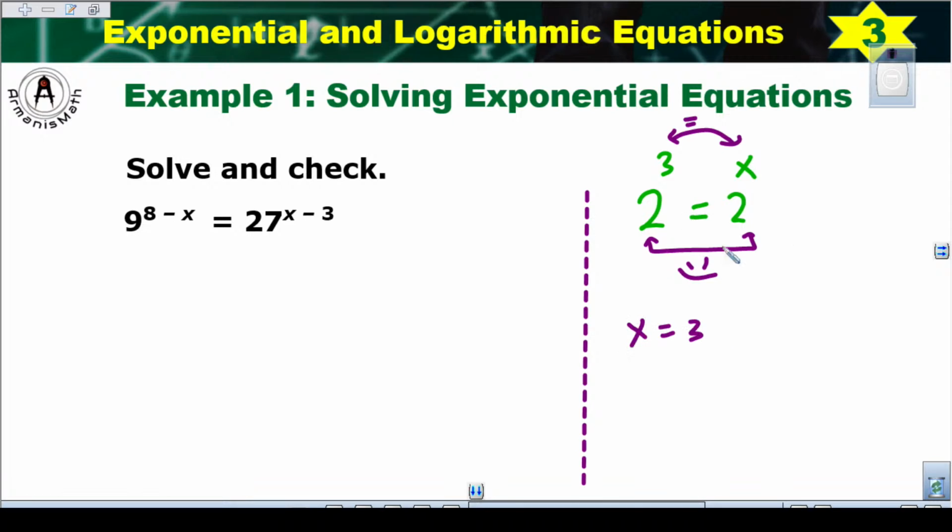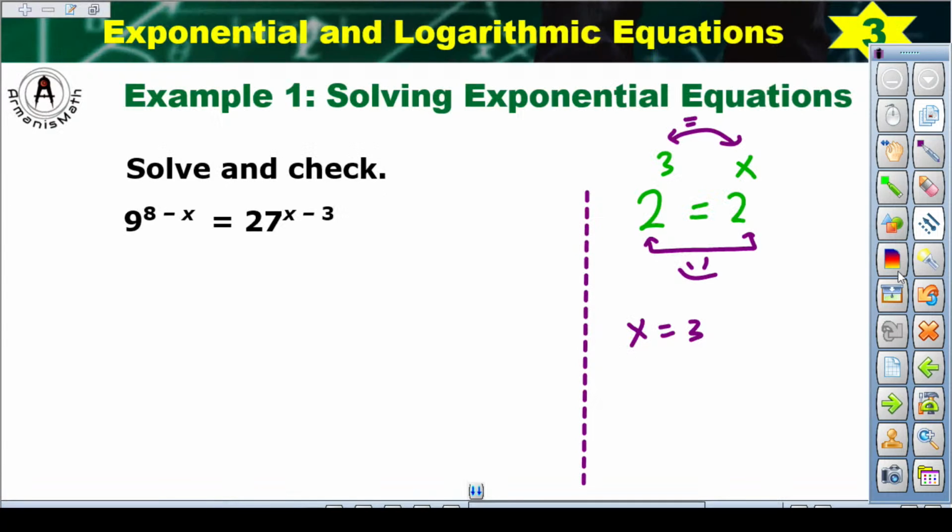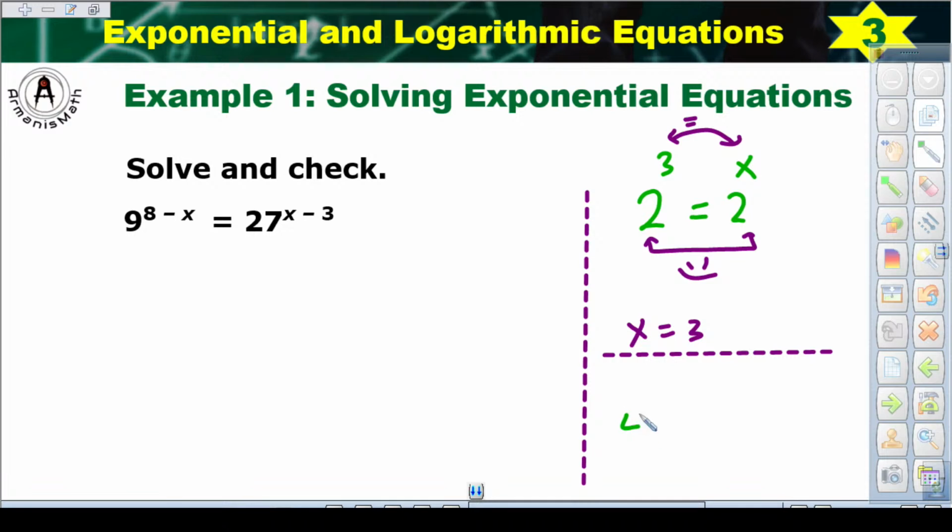So basically, you have to set up the same base on both sides. Sometimes it's pretty simple like that. Sometimes it requires you to do a little bit more. The second thing I'm going to say is this: let's say I have 4 to the x, and I have 2 to the 5th, for example, okay?